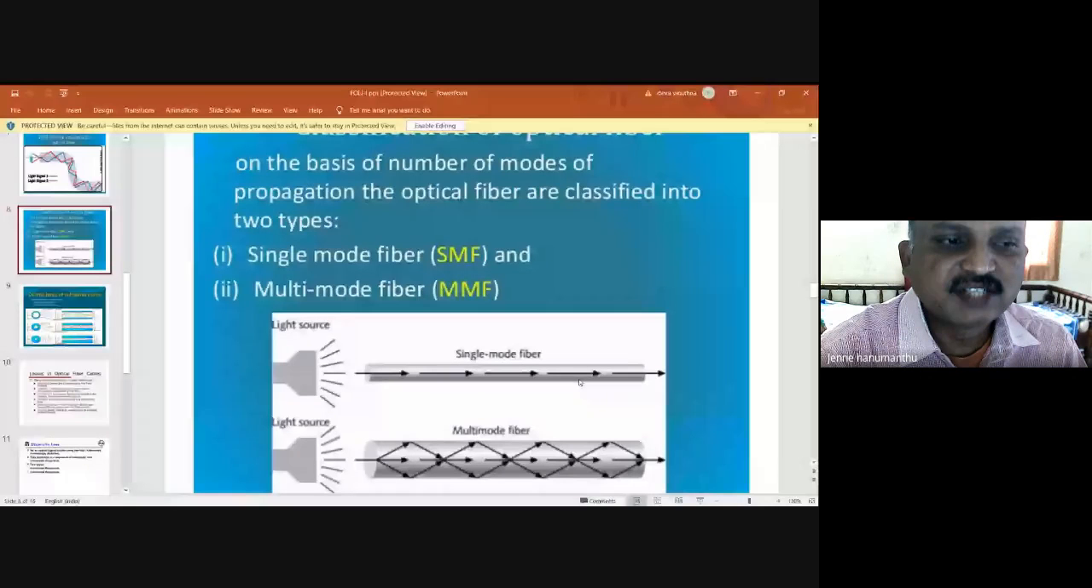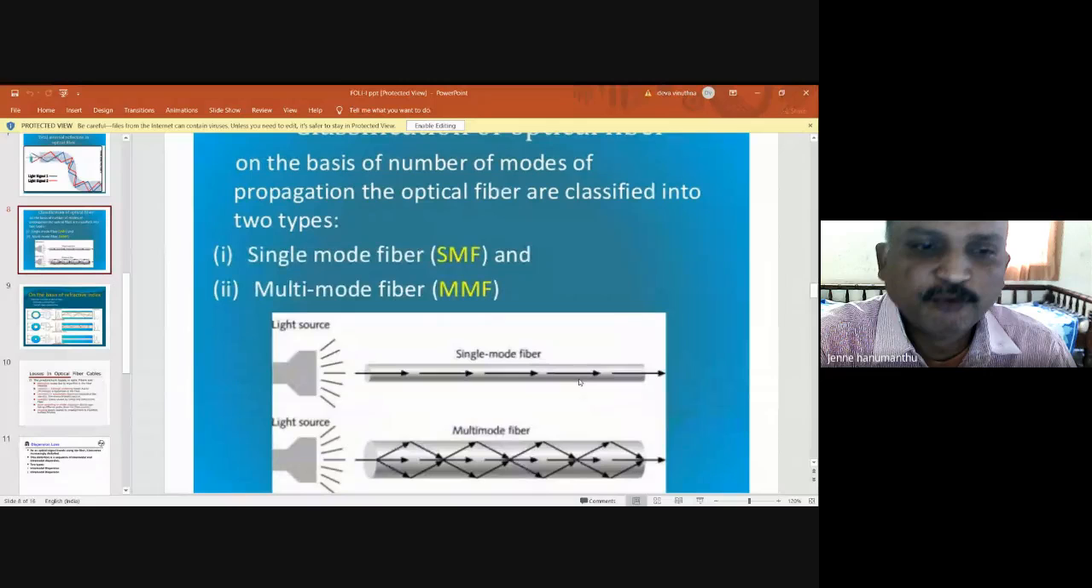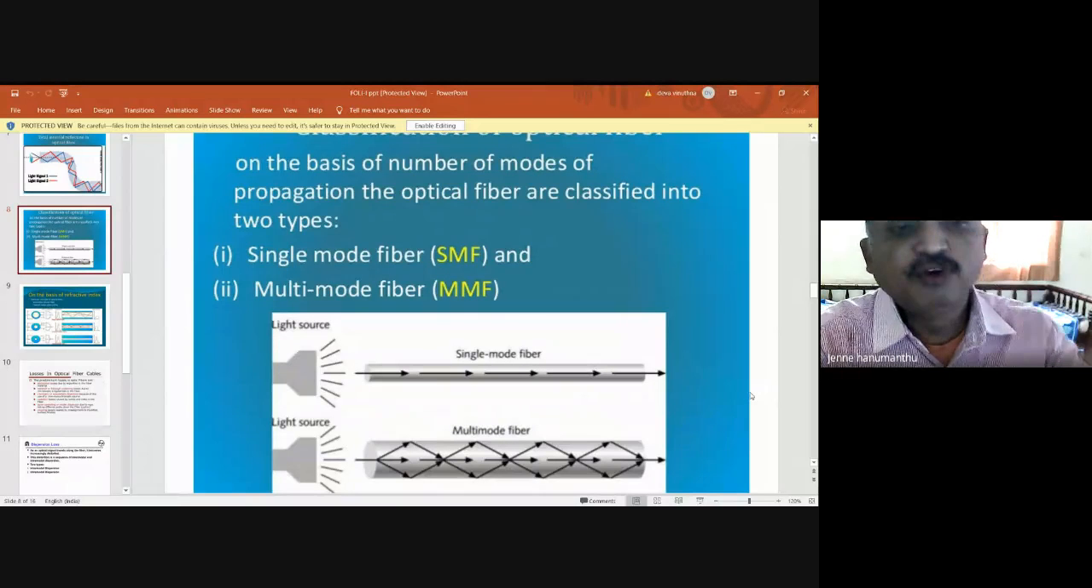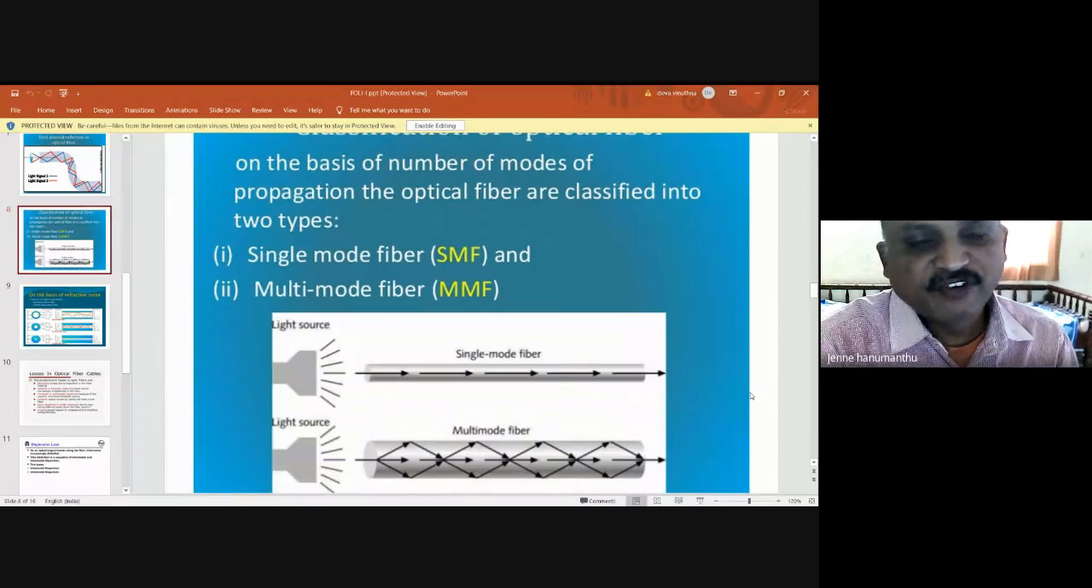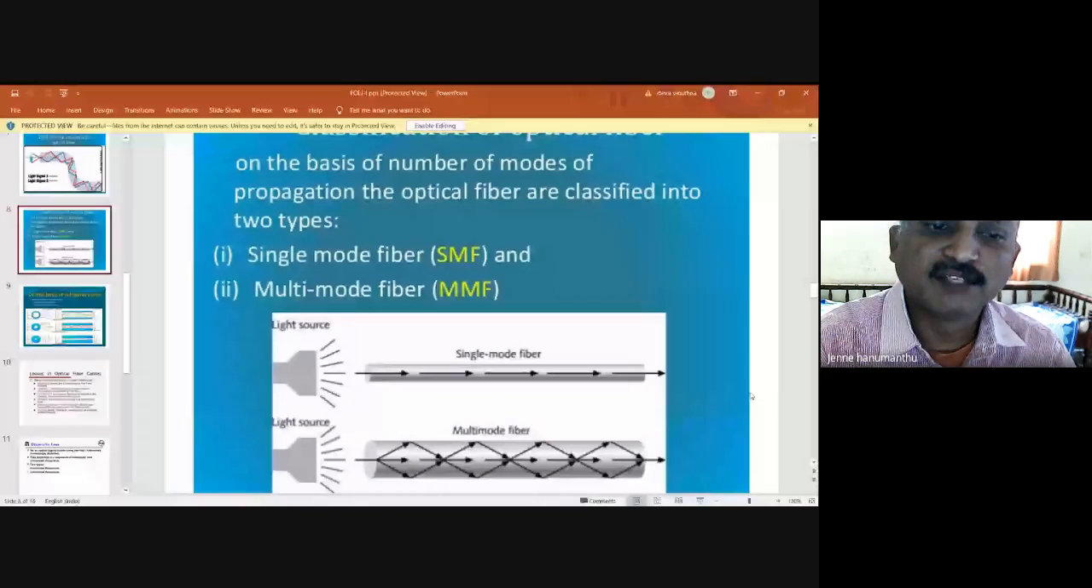This is a concept in designing a simple communication link. If you want to design a simple point-to-point link, we need to select a good source, a good fiber cable, and a good detector. If I select a single mode fiber with an LED, it's not suitable. Of course, it may work, but you may get maximum loss of the light.